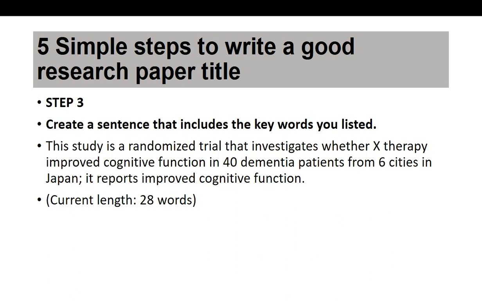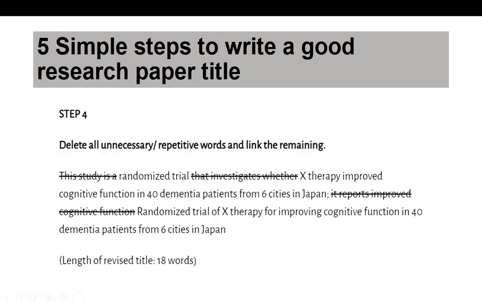And then the third step is, create a sentence that includes the keywords you listed. So after choosing the keywords, you just have to create a sentence using those keywords. In this example, this study is a randomized trial that investigates whether X therapy improved cognitive function in 40 dementia patients from 6 cities in Japan. It reports improved cognitive function. So the current length of the title here is 28 words.